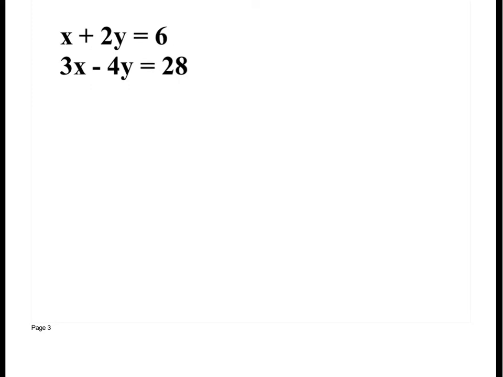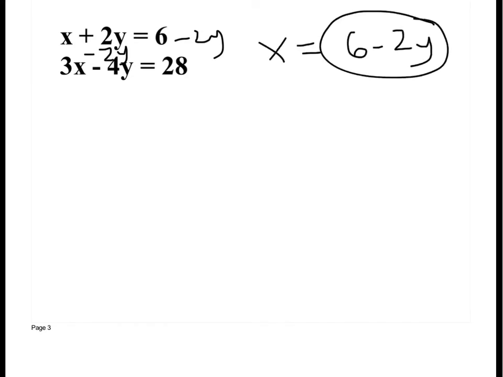So the problem before, step 1 was already done. We'd already solved for a variable. Has it been solved for a variable here? No, so we got to solve for one. Which one do you want to solve for? Are you going to solve for x or are you going to solve for y? I would solve for x because it's by itself. It's a lot easier to single out. So I'm going to subtract 2y from both sides. I find that x equals 6 minus 2y, which now I substitute for x in the other equation.